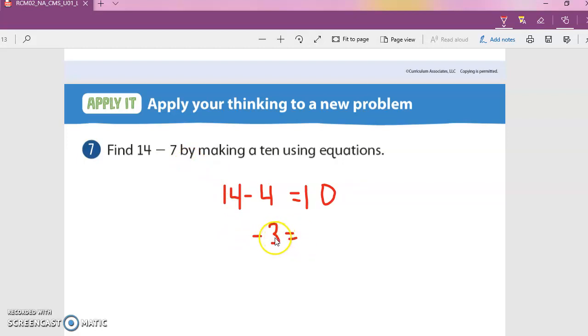So my 3 is going to be taken away from my 10, remember, because I no longer have 14 because I've already subtracted 4 from that 14. So 10 minus 3, what's 10 minus 3? 7, right? So 14 minus 7 equals 7. Good job.